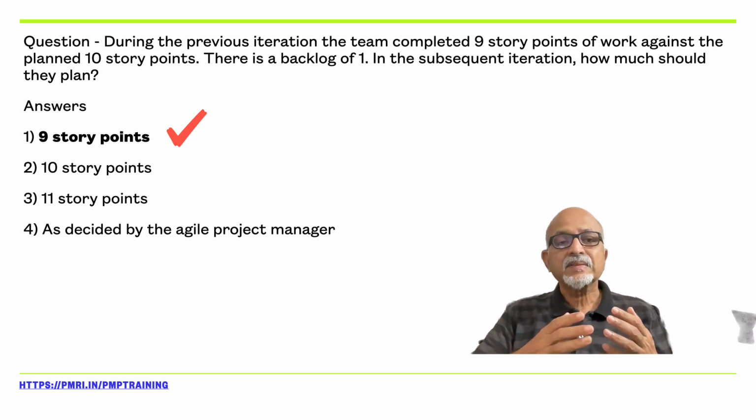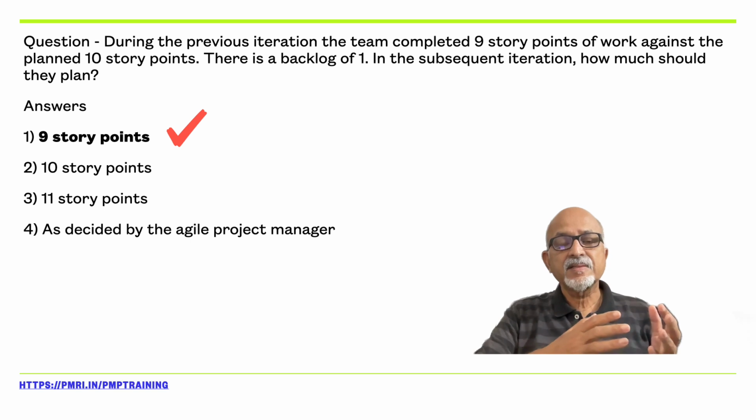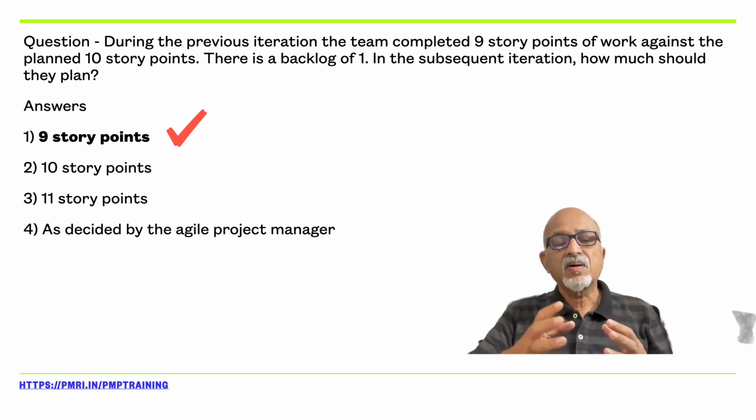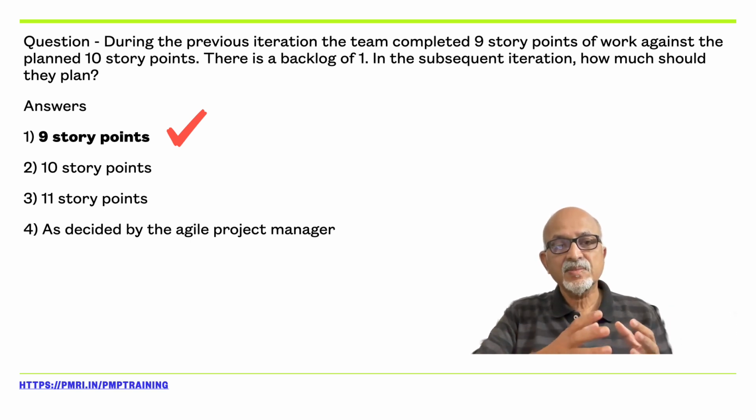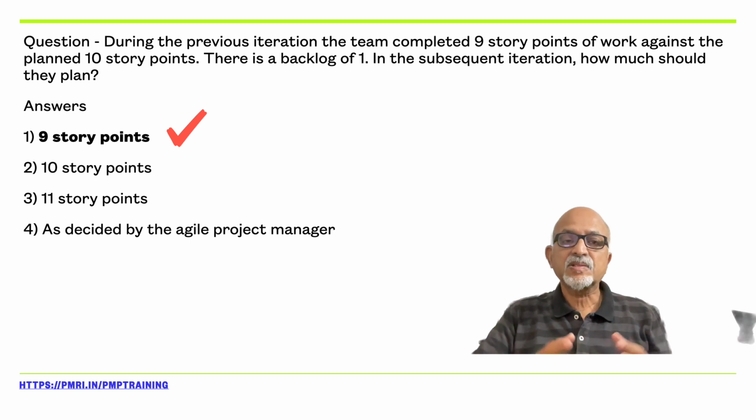Now what will happen in the current iteration? It is 9. So we call it the velocity of the current sprint, or the just completed sprint, is 9. The story points completed during the sprint, we call it the velocity. So this team's velocity is 9. So in the next sprint or the iteration, we'll plan only 9.